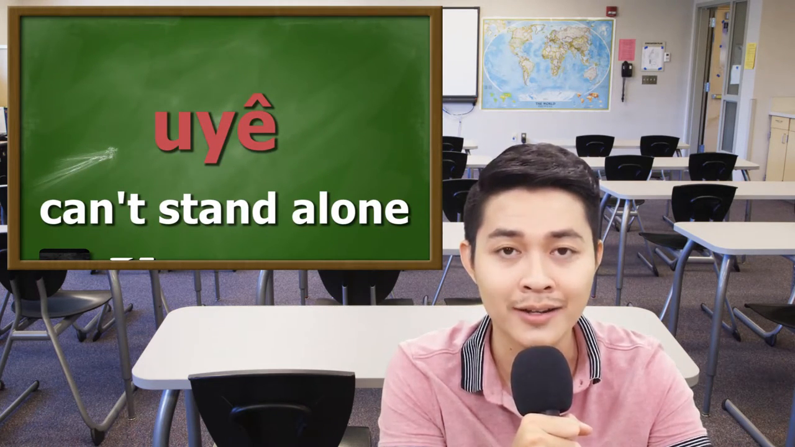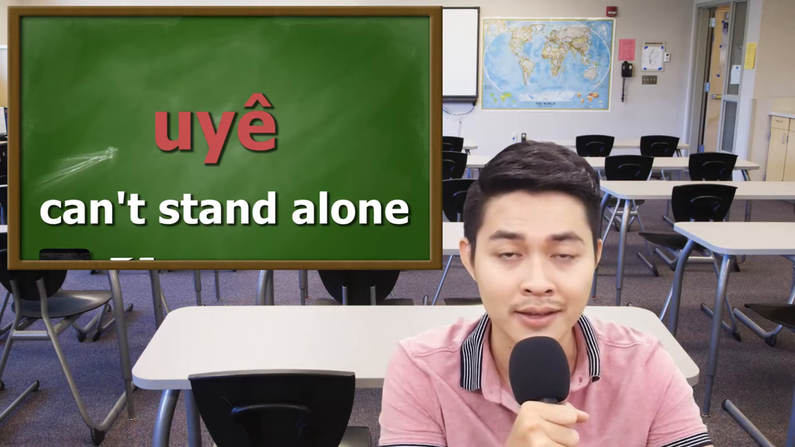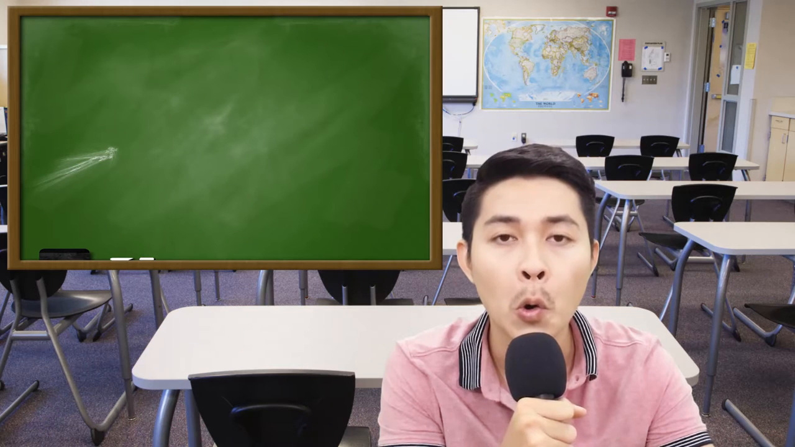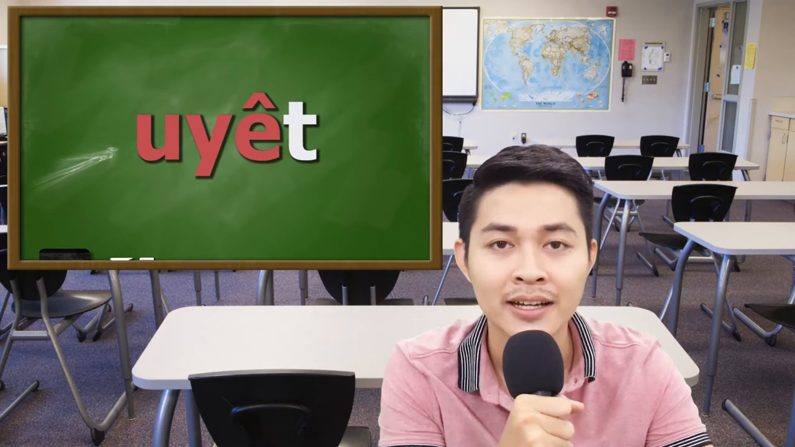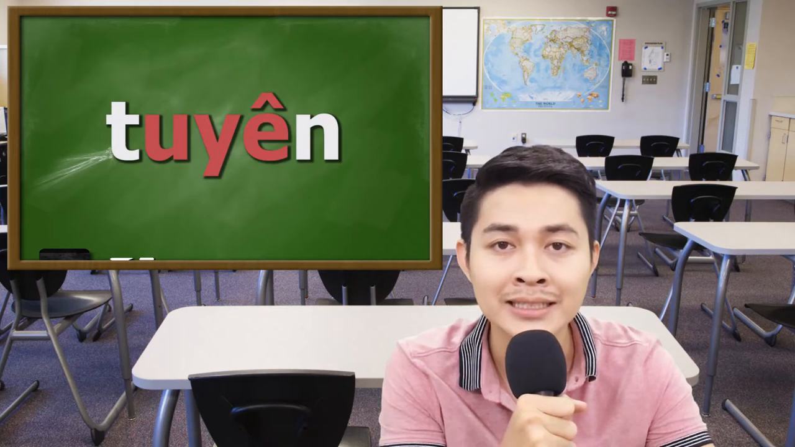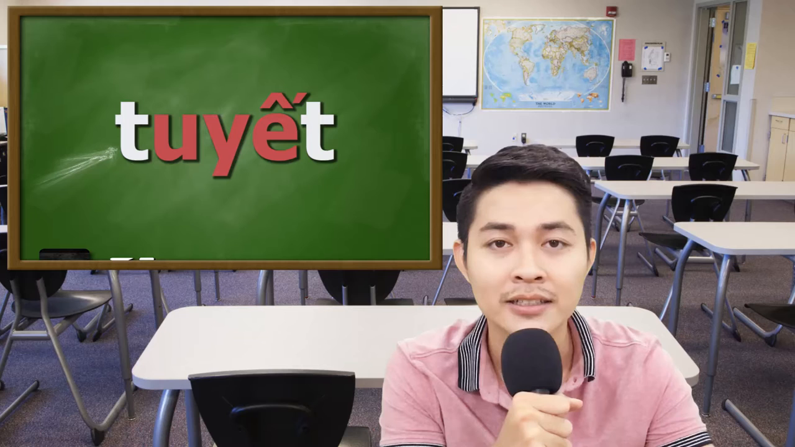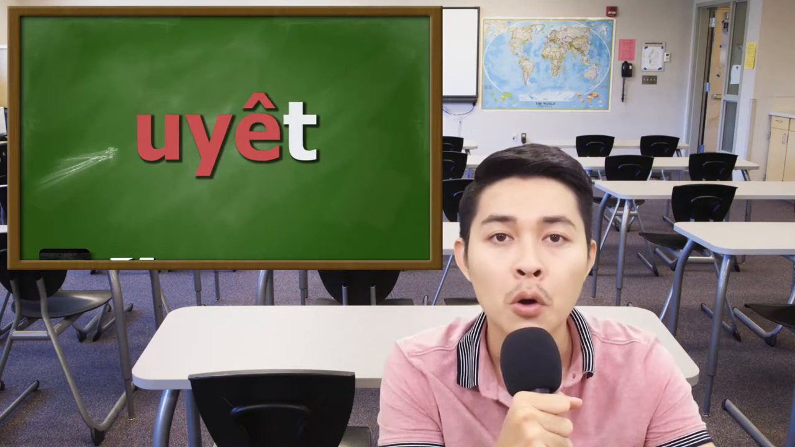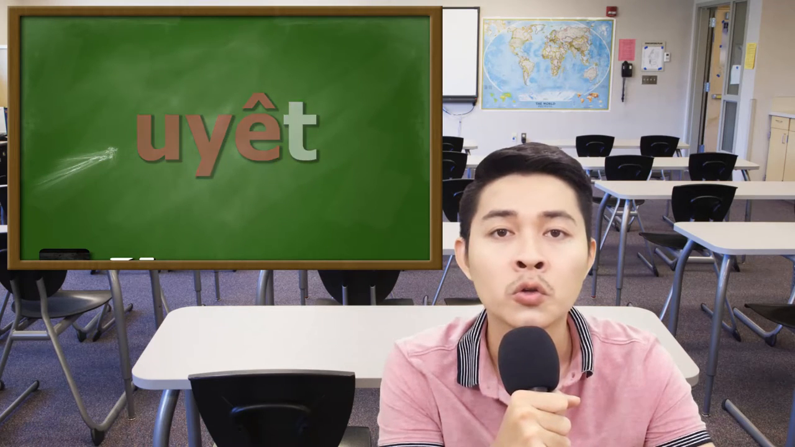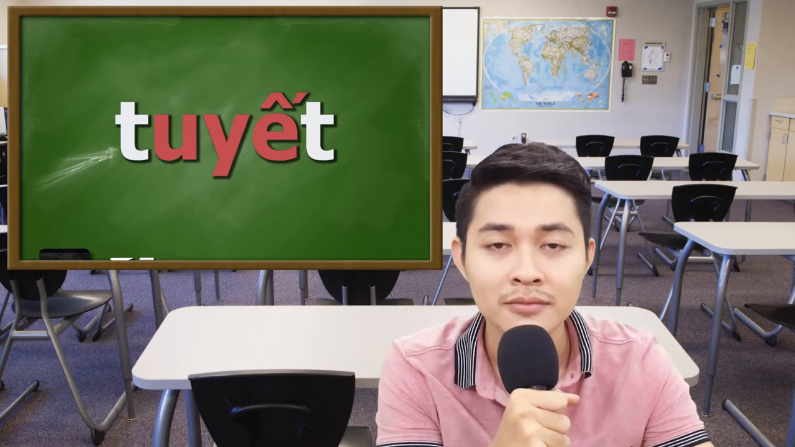The next cluster is a special one. This cluster cannot stand alone. It has to go with a final consonant. When it goes with a final consonant, it's going to sound like this. Uyên. Uyết. For example, tuyên. Tuyết. Now repeat. Uyên. Uyết. Tuyên. Tuyết. Good.